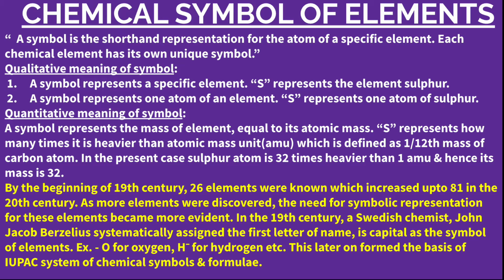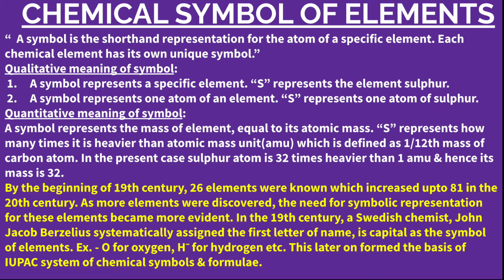Now, by the beginning of the 19th century, 26 elements were known. In the 20th century, due to more discovery of elements, this number increased to 81. As more elements were discovered, it became necessary to represent these elements by symbols.